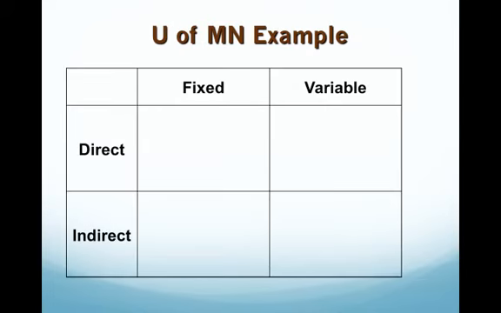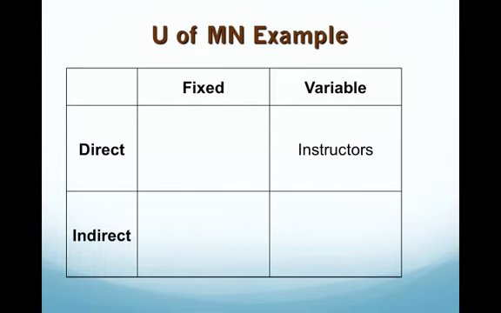Here's an example that's maybe a little closer to home. Since we've already talked about direct and indirect costs, and now we've just talked about fixed and variable costs, let's take a couple of examples and see where they would fall on this spectrum. If you're the University of Minnesota, where would instructors fall on this? Which of those quadrants would it be? I'll give you a minute to think about that.